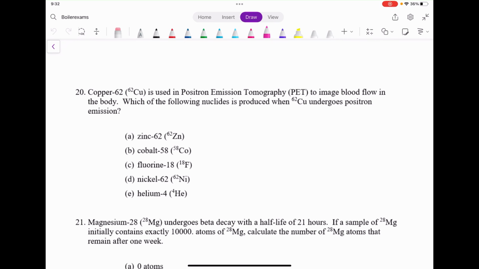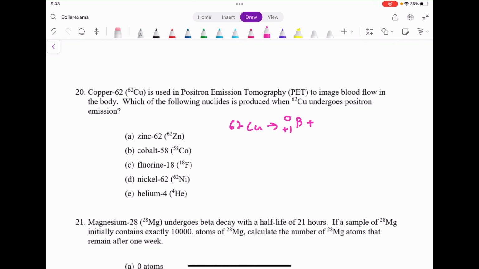Copper-62 is used in positron emission tomography to image blood flow in the body. Which of the following nuclides is produced when copper-62 undergoes positron emission? Simplest way to solve this one is probably just set up the equation and balance it. So we got copper-62, and we are undergoing positron emission, which has the +1 in the bottom.